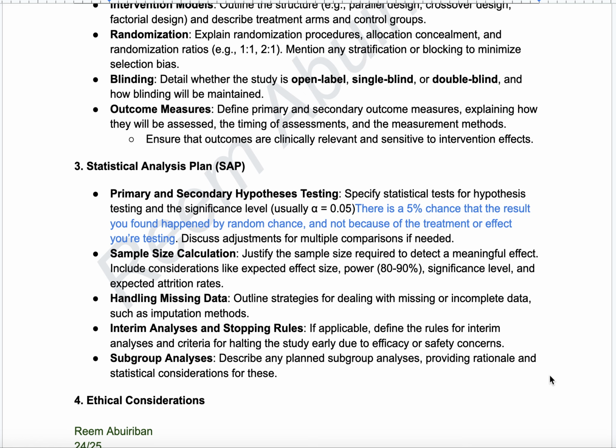Interim analysis and stopping rules: that means the temporary analysis, if applicable. Define the rules of the interim analysis and the criteria for halting the study early due to efficacy or safety concerns. So we can say that it is temporary. Subgroup analysis: describe any planned subgroup analysis, providing rationale and statistical considerations for it.